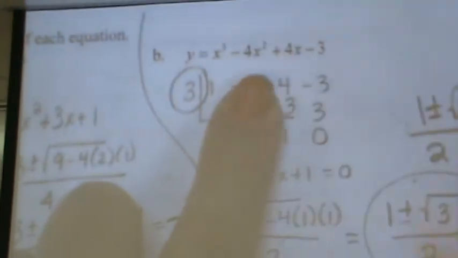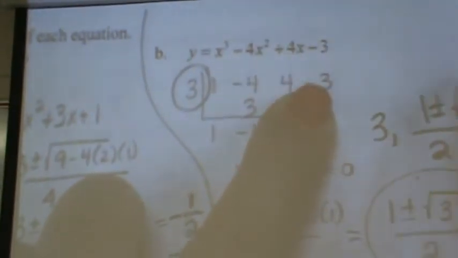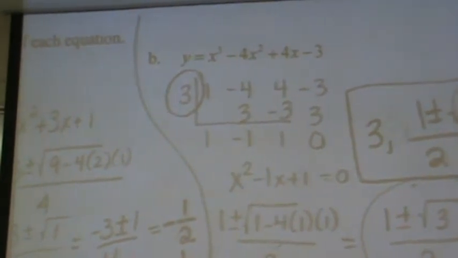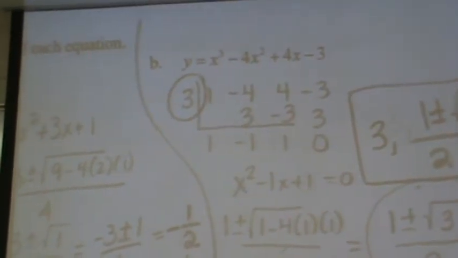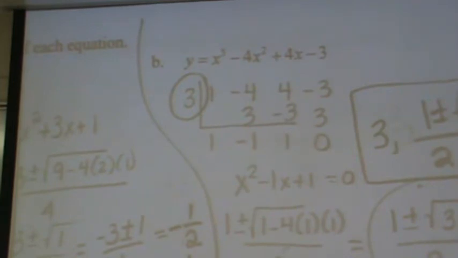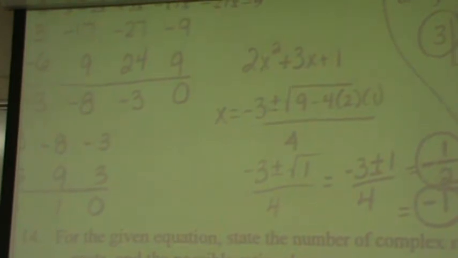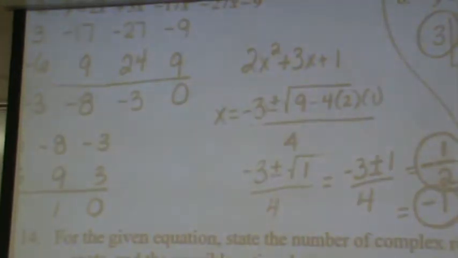So there's 3 zeros. Here's your answers right there. And for 13, the 4 answers are, I'm gonna go back for A. The 4 answers are negative 3, 3, negative 1/2, and negative 1. Questions?